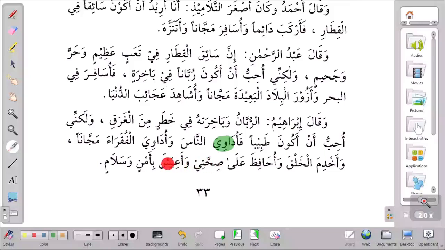Wa aisha bi amnin wa salamin, and I will live. When you live your life, we call it asha, hayataka. Asha means he lived. So that is the same, from the origin where we have, what's the name?